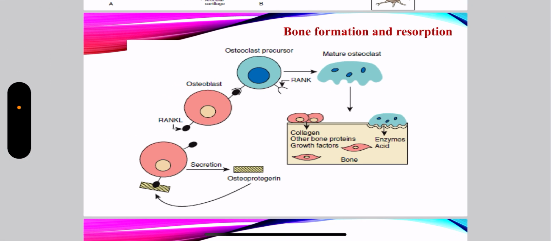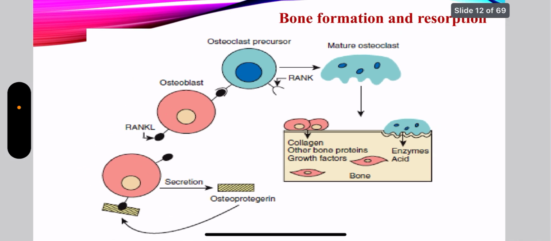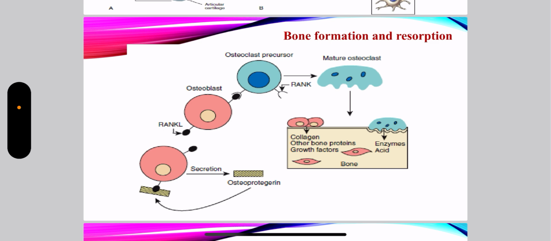You can see there is formation of mature osteoclasts. And what is the function of mature osteoclast? It will help in resorption of the bone, and the products of digestion are absorbed by the process of endocytosis. They move across the osteoclast by the process of transcytosis. You can see acid and enzymes inside the bone. There is a process of bone resorption.